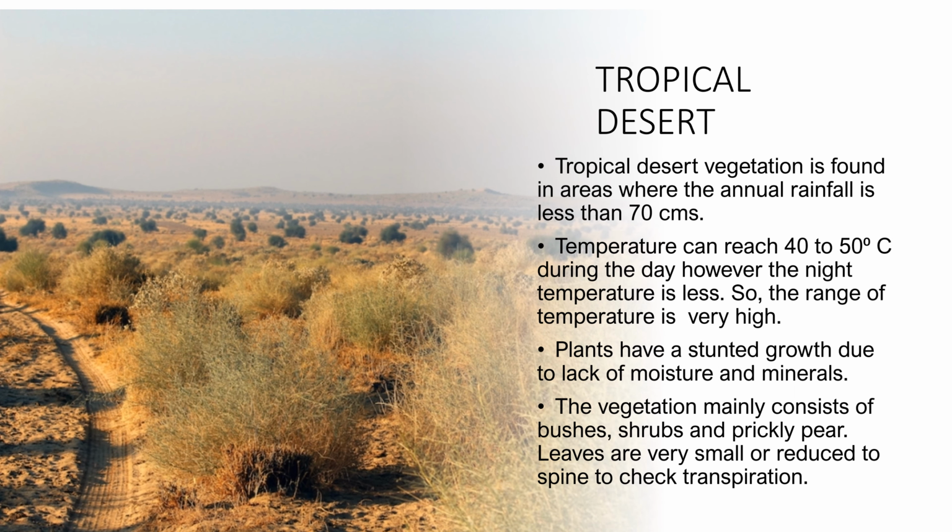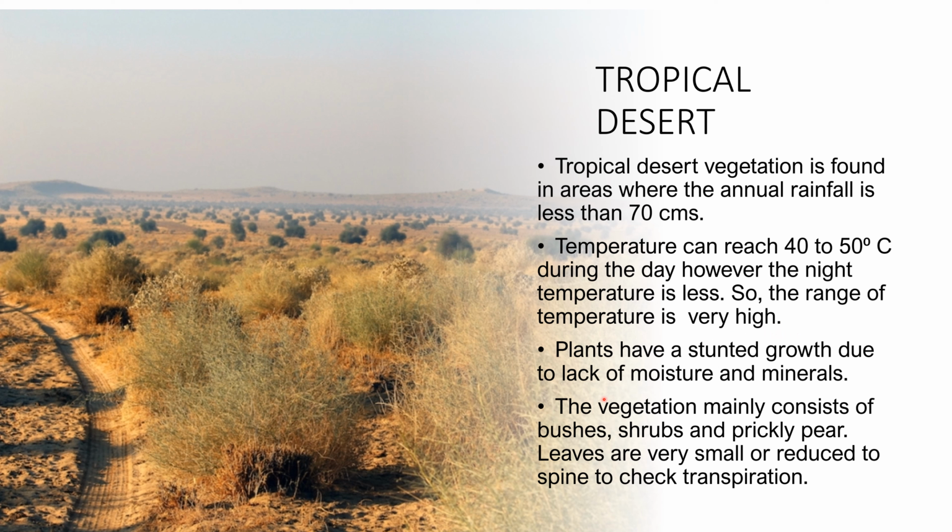The tropical deserts: this vegetation is found in areas where the annual rainfall is very scanty, that is less than 70 centimeters. Temperature is very high, to the tune of about 40 to 50 degrees centigrade. So the temperature in the night and the daytime is very different, and therefore the diurnal range is very large.